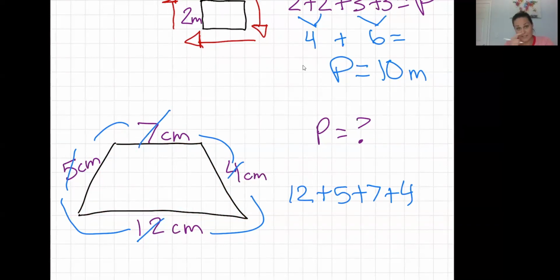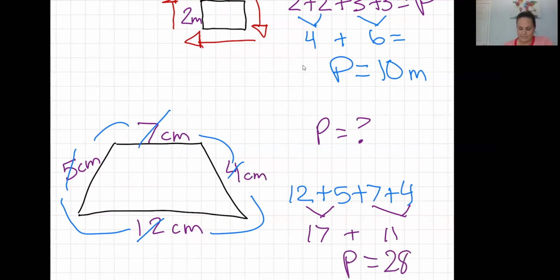So you can decide how you group them. I like to just put terms that are next to each other. Terms mean the options you have next to each other together, and then just add from there. So 12 plus 5 is 17, 7 plus 4 is 11. And if I put those together, I get my answer of perimeter equals 28. And then I have to put my units of measure in. So this was in centimeters. So 28 centimeters would be my answer for this shape.